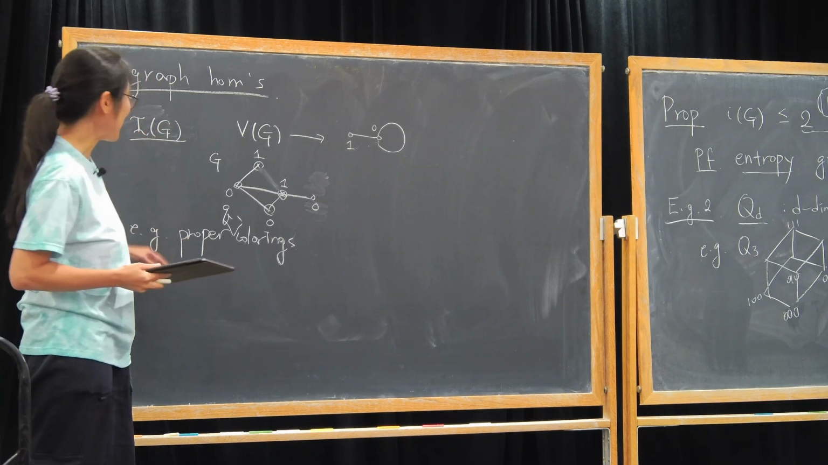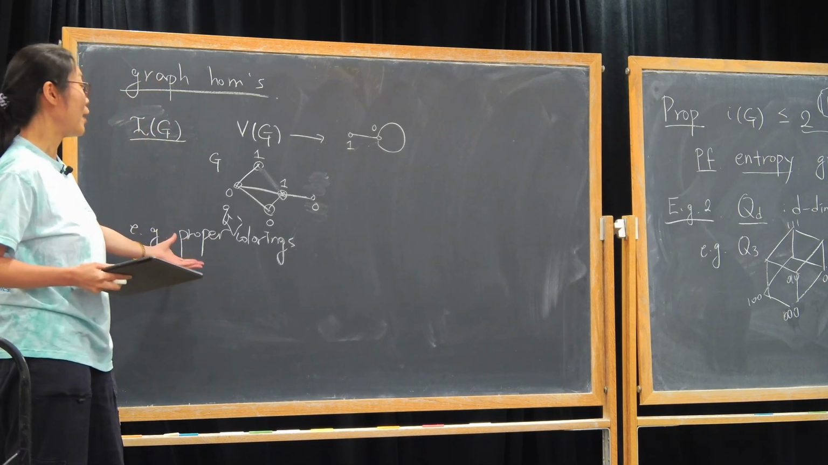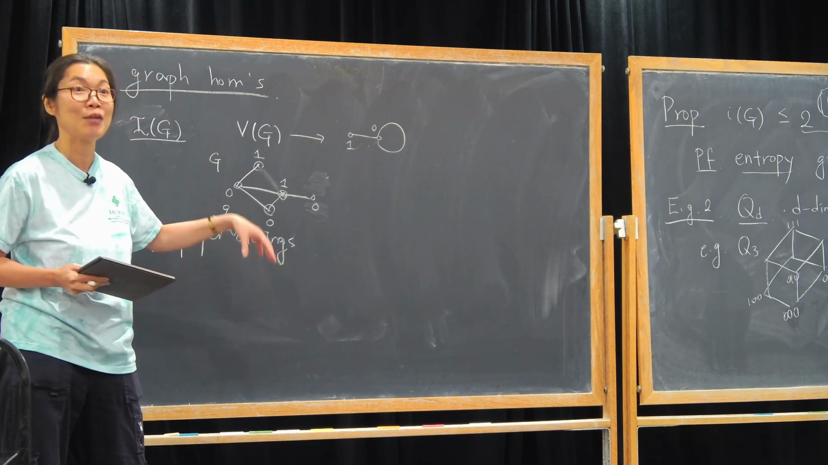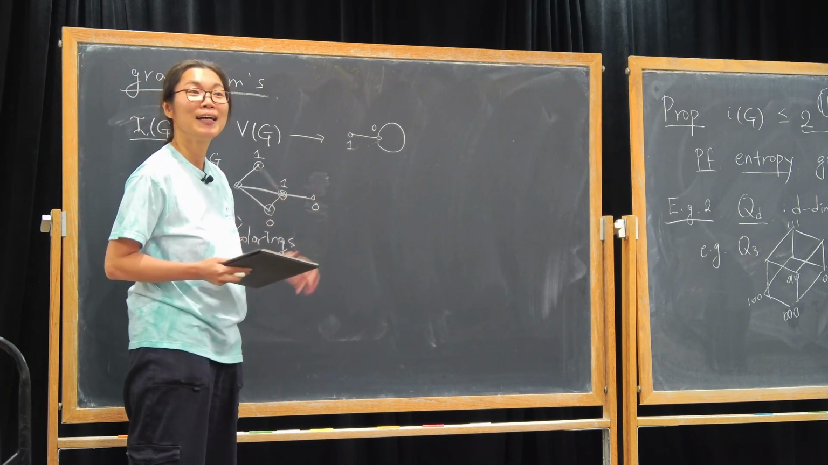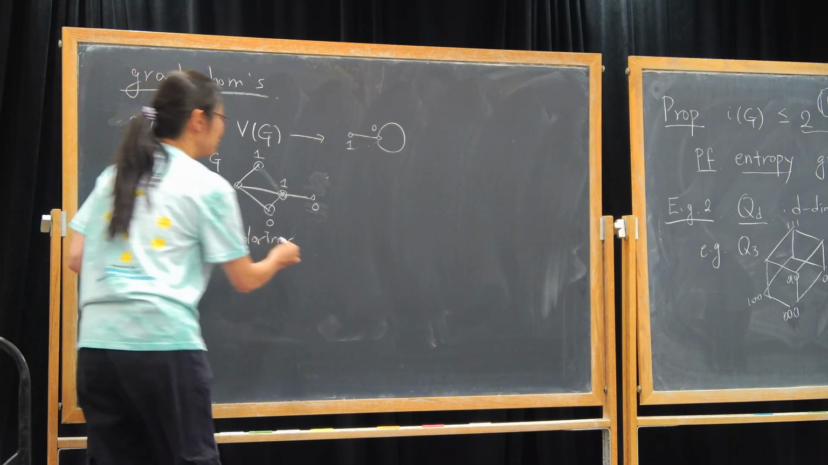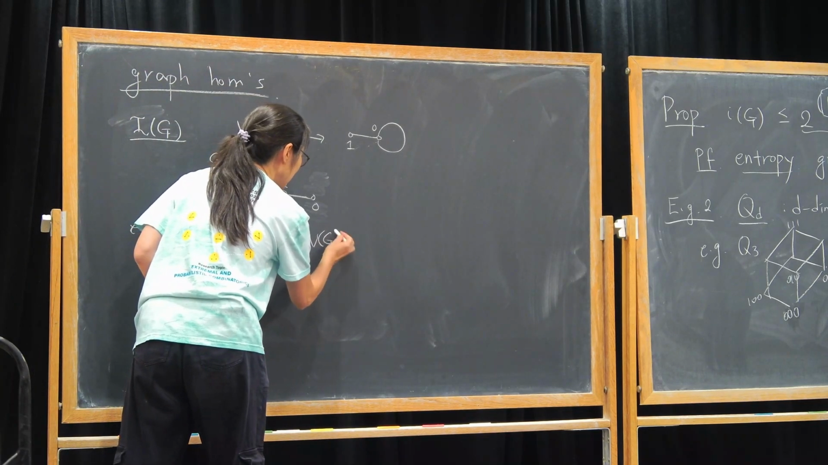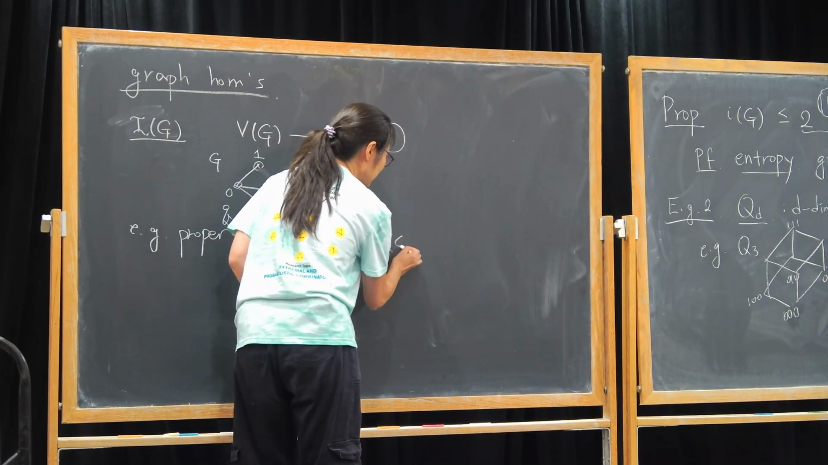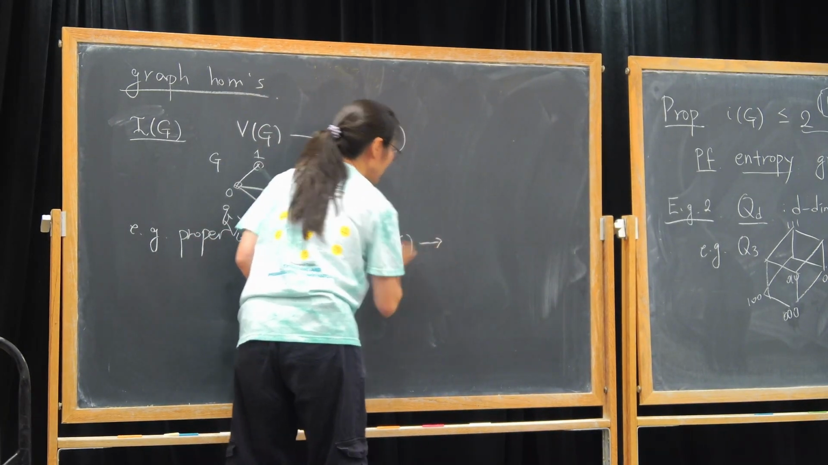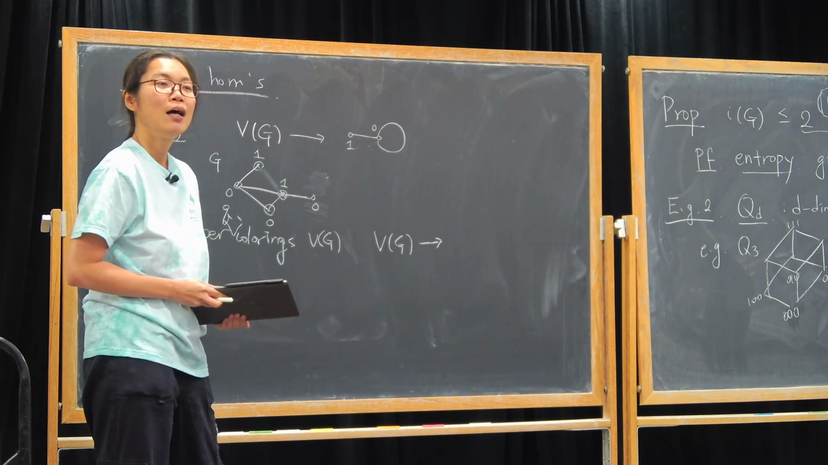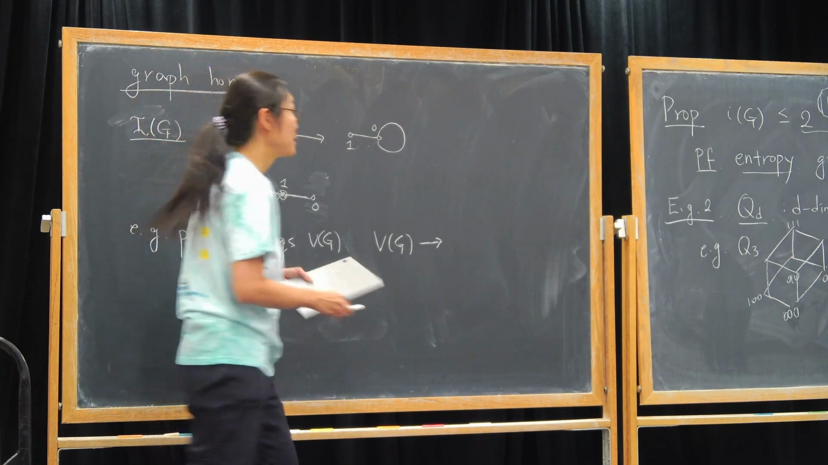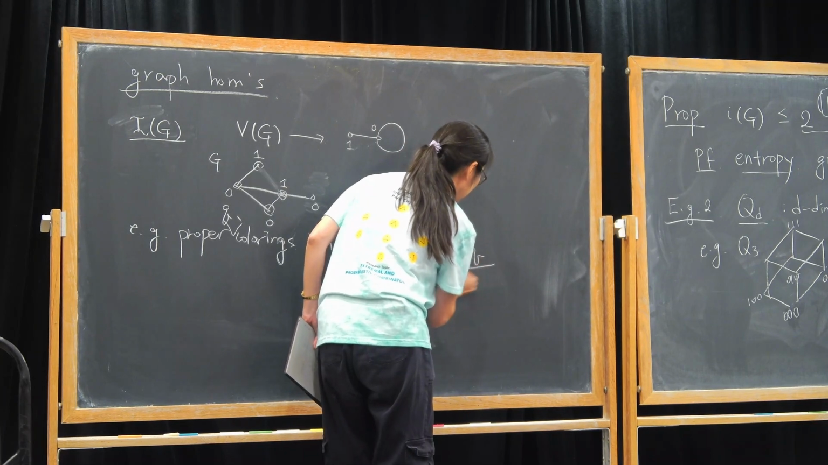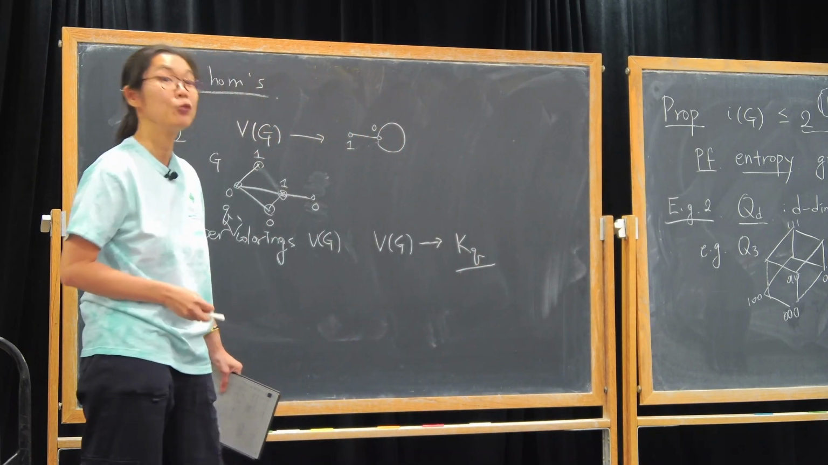Okay, so in the second example, proper Q colorings can also be represented as a graph homomorphism. And in that case, what is our target graph here? Proper colorings of the vertex set of G can be viewed as a graph homomorphism from the vertex set of G to where? Yes, it's the complete graph on Q vertices. So let me say K_Q. This is the complete graph on Q vertices.